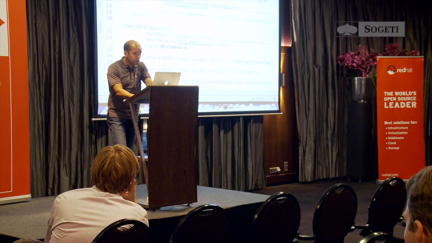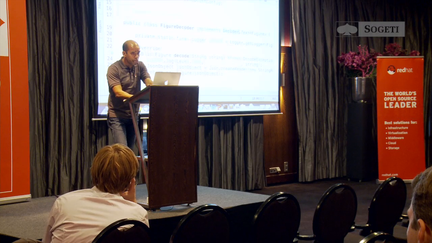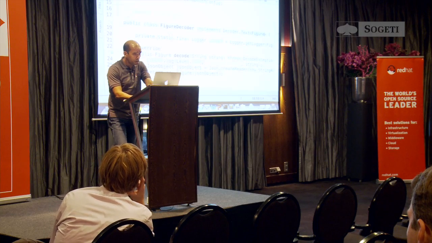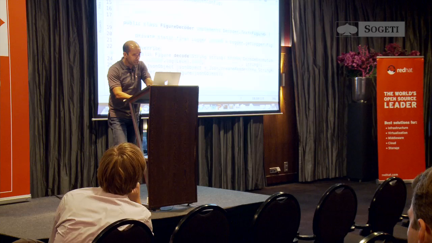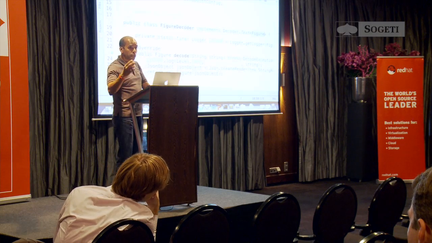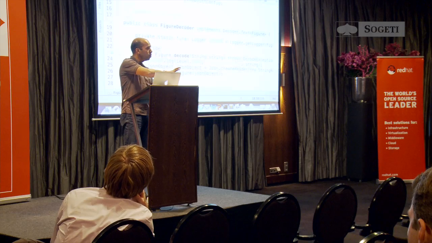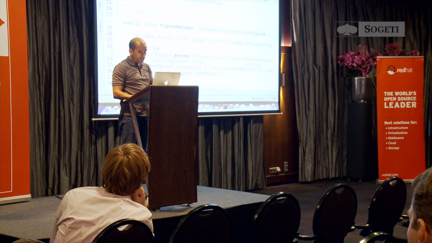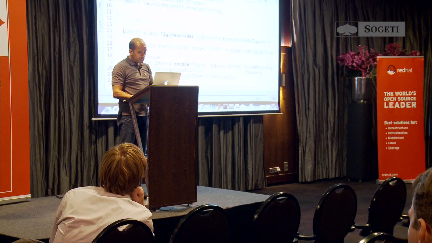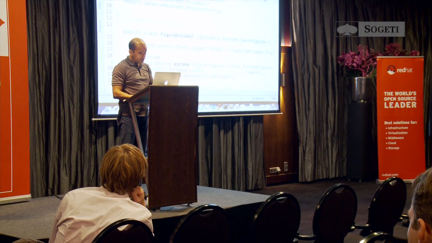So if I look at my figure decoder, it says I'm going to decode text. I'm going to give you a figure. This is a decode method which says take a string, return a figure, and I do my business logic here to take the JSON structure and convert it into my figure object. Okay. Similarly, I have a figure encoder, which says it's a text encoder operating on figure. So it takes a figure, returns a string.